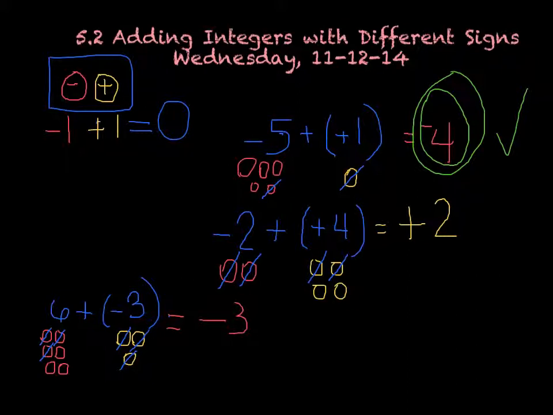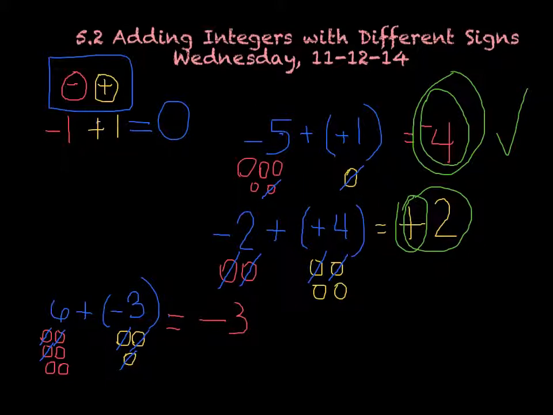Let's look at the next one. -2 plus +4. I'm adding two numbers whose signs are different. One is negative and one is positive. So let me just subtract those. 4 minus 2 is what? It's 2. And because I had more positives this time, my answer is positive. +2. You don't have to draw chips out if you can remember this little rule.